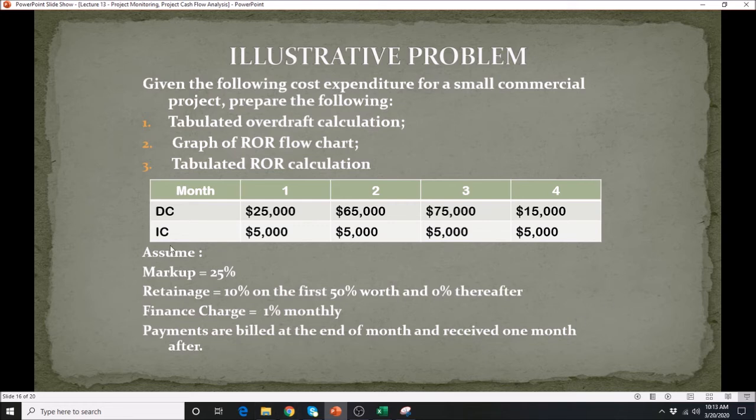In addition to direct and indirect costs, we are also given the markup of 25% and retainage of 10%. That only happens within the first probably 2 months of the project, or within the 50% worth of the project. And a finance charge, that is the interest cost of the money that we borrowed from the lending company. Okay, and then the payment will be billed at the end of the month and received 1 month after.